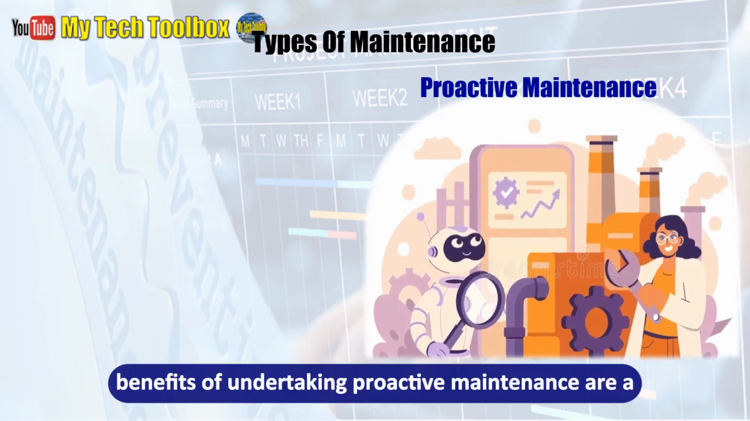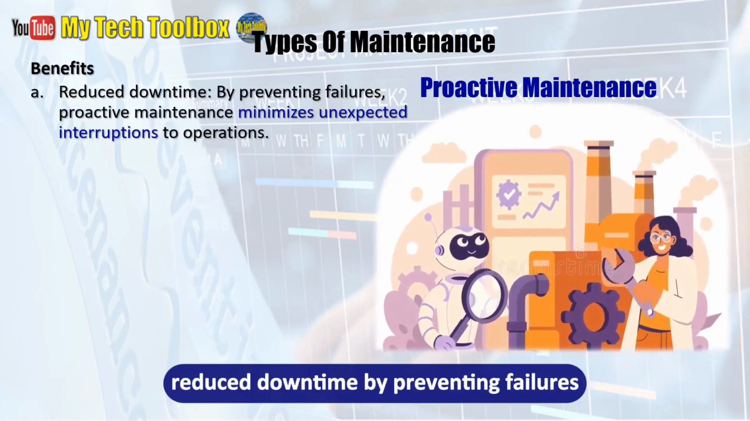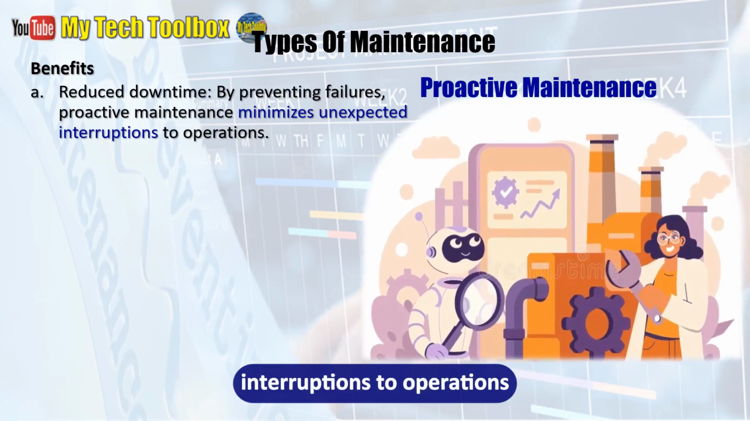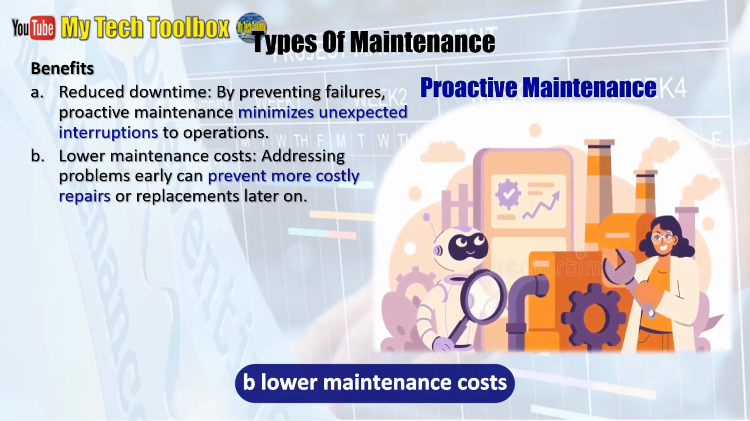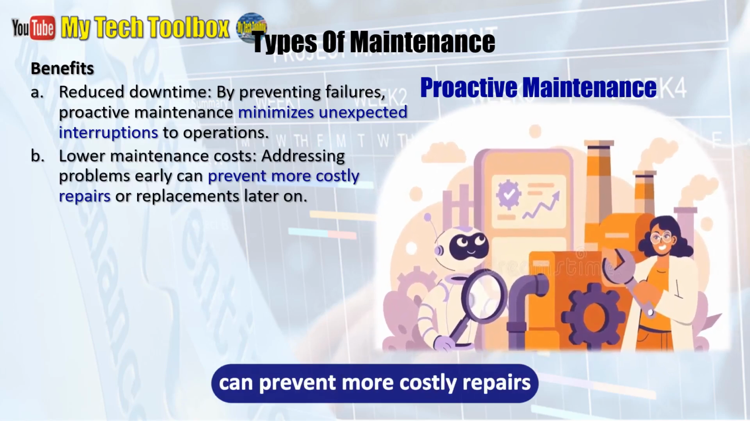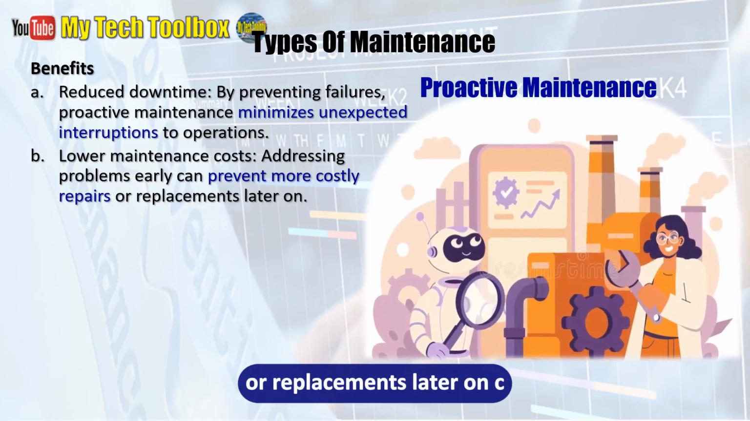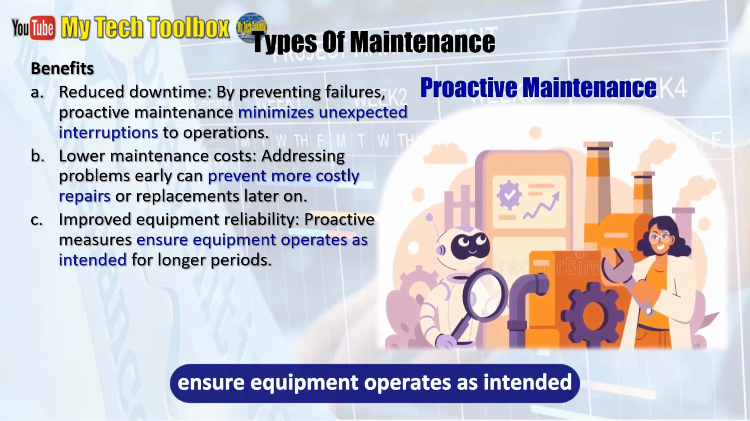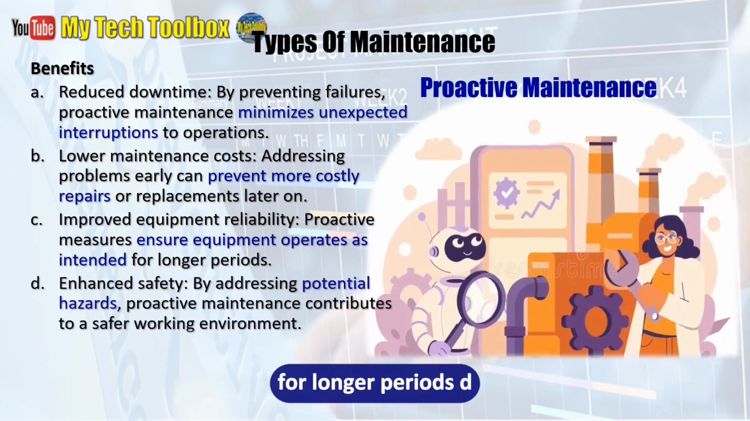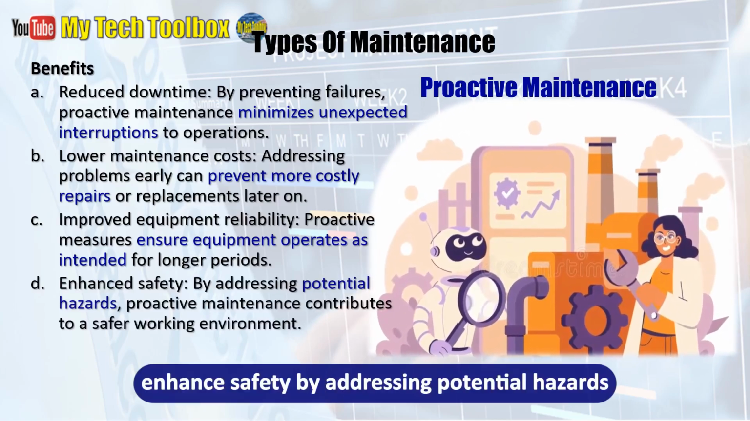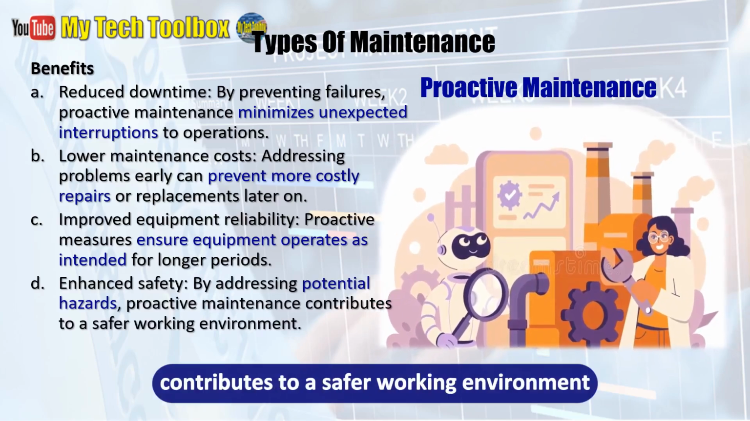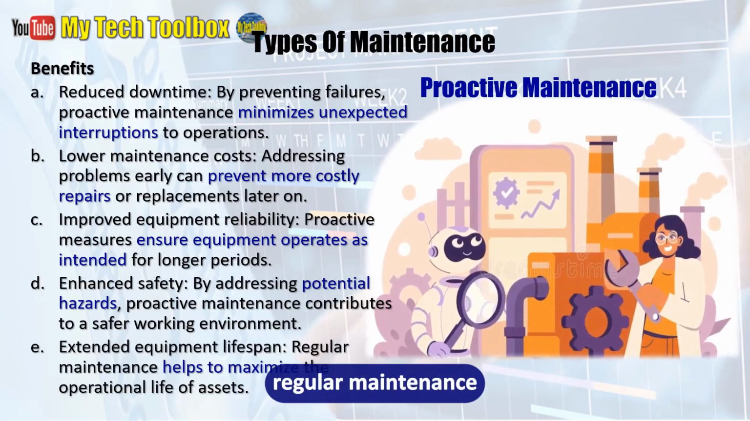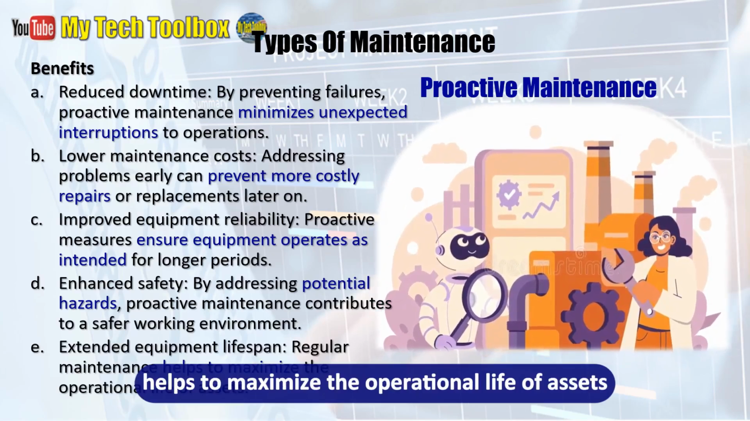Benefits of undertaking proactive maintenance are: A. Reduced downtime. By preventing failures, proactive maintenance minimizes unexpected interruptions to operations. B. Lower maintenance costs. Addressing problems early can prevent more costly repairs or replacements later on. C. Improved equipment reliability. Proactive measures ensure equipment operates as intended for longer periods. D. Enhanced safety. By addressing potential hazards, proactive maintenance contributes to a safer working environment. E. Extended equipment lifespan. Regular maintenance helps to maximize the operational life of assets.